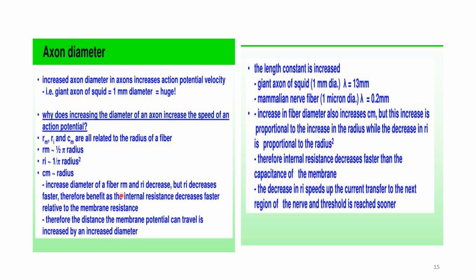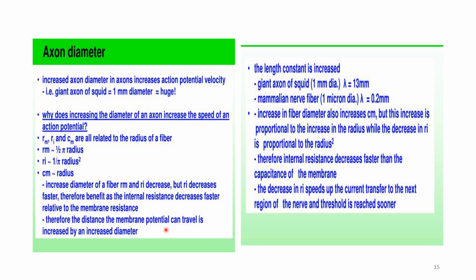So, what does an increase in the diameter of a fiber cause? Internal resistance decreases and membrane resistance decreases. But internal resistance decreases faster. Therefore, there is a benefit observed. This causes faster conduction of the action potential relative to the membrane resistance. Therefore, the distance that membrane potential can travel is increased by an increase in the axon diameter.